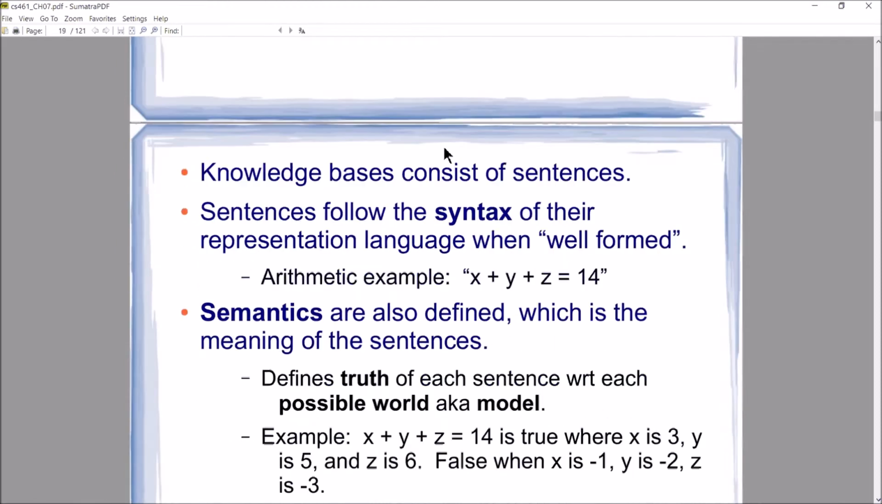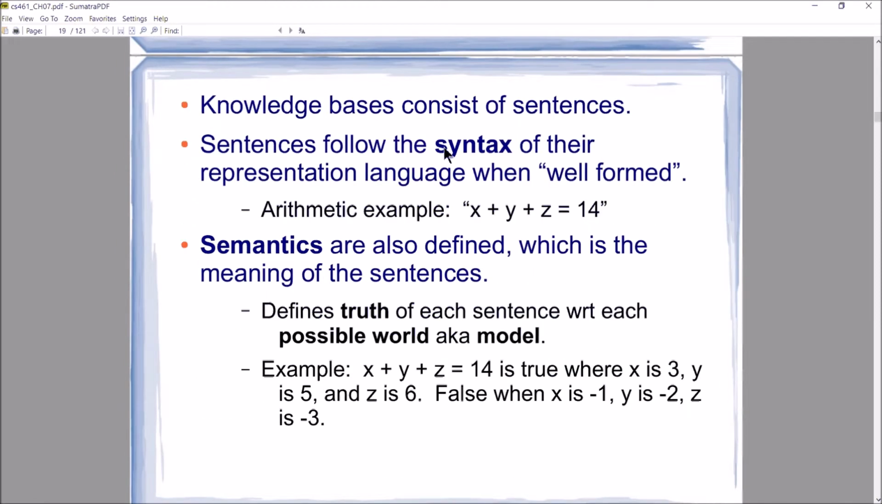Okay, so we introduced previously the idea of knowledge bases, and these knowledge bases are like databases of sentences. These collections of sentences essentially define what a logic agent knows. And sentences that belong to these knowledge bases have their own rules, their own syntax for how they're written, just like any programming language.